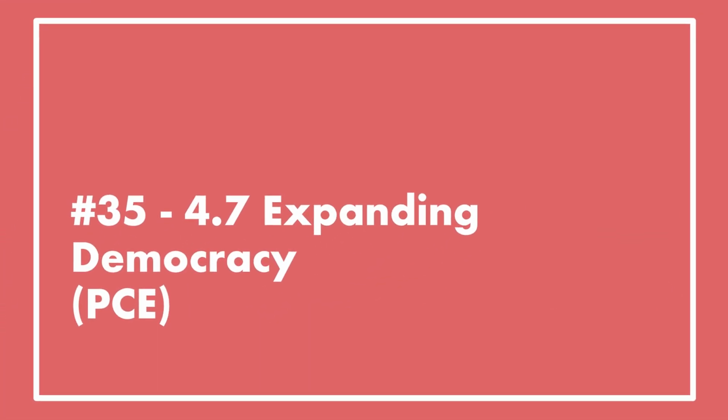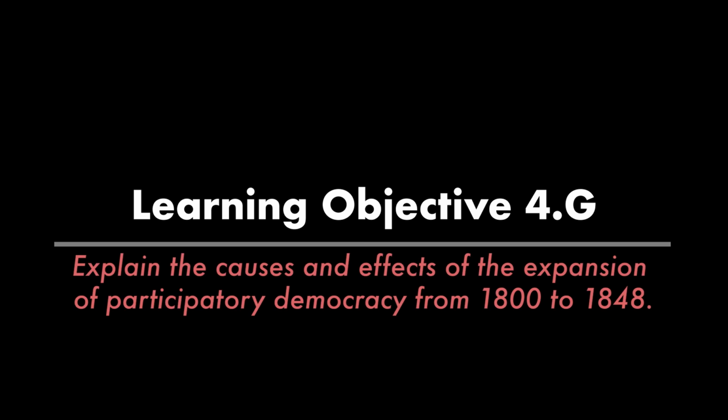Today we're going to go over historical topic 4.7, the expanding democracy. The theme for this topic is politics and power. The learning objective says, explain the causes and effects of the expansion of participatory democracy from 1800 to 1848.